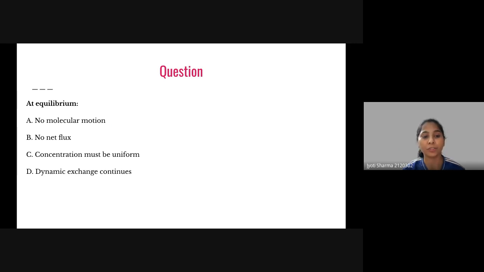Okay, at equilibrium: no molecular motion, no net flux, concentration must be uniform, dynamic exchange continues. A little tricky one. One option that you can neglect is C, because it is talking about concentration, and at equilibrium we should talk about the chemical potential, right? So this one is not the right one. Dynamic exchange continues: in equilibrium, as we already discussed, the net flux will be equal to 0. If net flux is 0, the dynamic exchange will not continue, so this is also not the right answer.